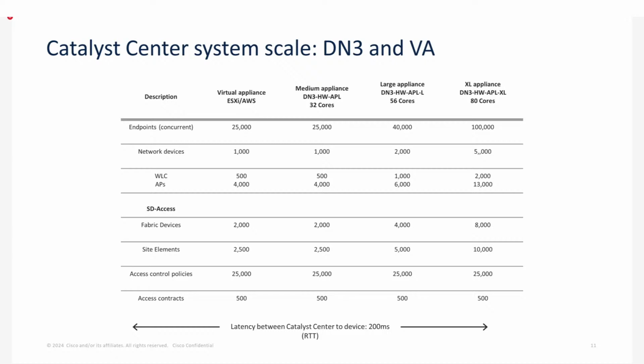You can also look at the new ordering guide for DN3 appliance. Please note that the scale numbers for virtual appliance on AWS and ESXi match with the DN3 medium appliance. So if you look at this list with 25,000 endpoints, there are around 1,000 network devices, 4,000 access points, 25,000 access control policies, and around 500 access contracts. So if you're planning to upgrade to any of these options, then please do keep an eye on the DN3 ordering guide and the virtual appliance ordering guide as well.